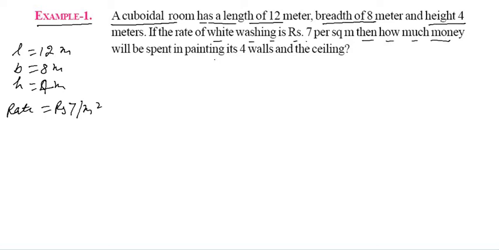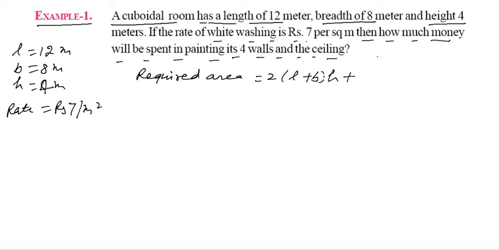Then how much money will be spent in painting its four walls and the ceiling? So first of all, required area. Required area is equal to 2(L plus B) into H plus L into B. What is this area? The area of 4 walls and this is the area of the ceiling.